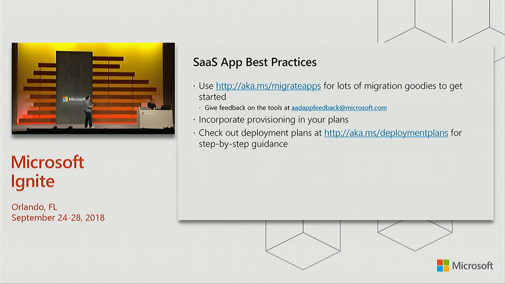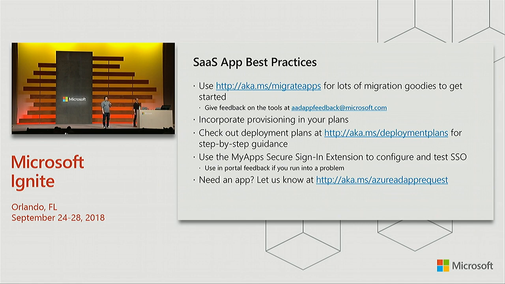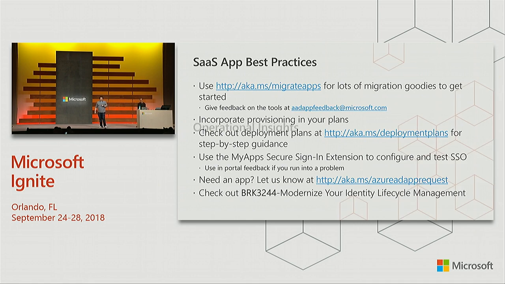Check out our deployment plans. Right now, Paresh in the front row is very happy that I have this URL up on the screen for everybody, so please check this out before he has a heart attack. And then next, Adam showed the My App Secure sign-in extension. You can get this in the Google Chrome store and the Windows store as well for Edge. Check it out. It makes your debugging much, much easier unless you really, really like using Fiddler. And then if you need an app, please let us know. Go to this link, ak.ms Azure AD app request.